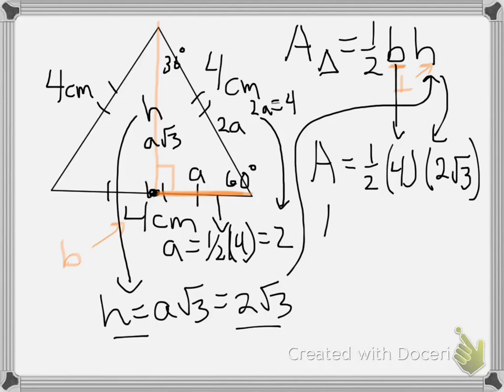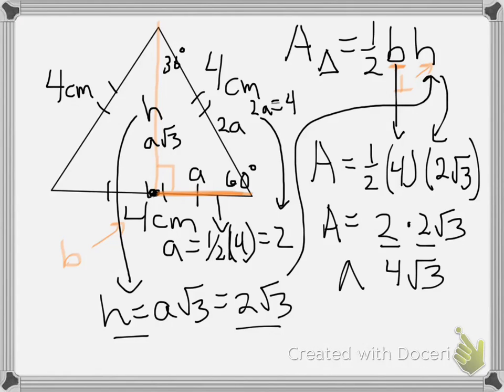So now we just go and solve the thing. Half of 4 is 2 times 2 root 3. 2 times 2 is 4 root 3. There's our answer. And now you notice it was in centimeters, so it's actually centimeters squared. We should put that in the answer as well. There it is.